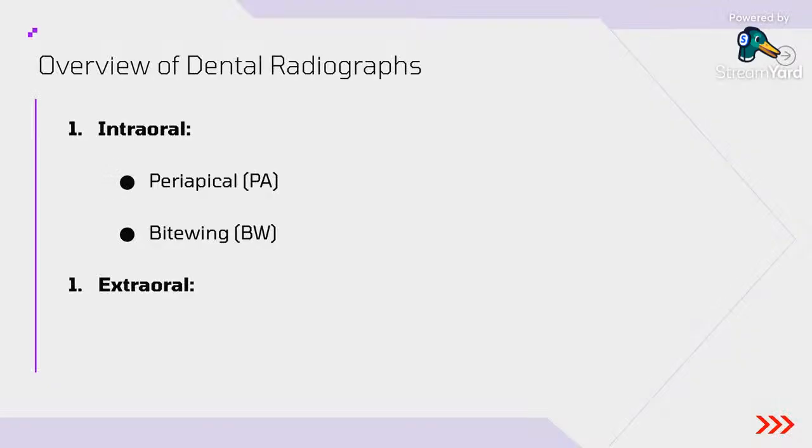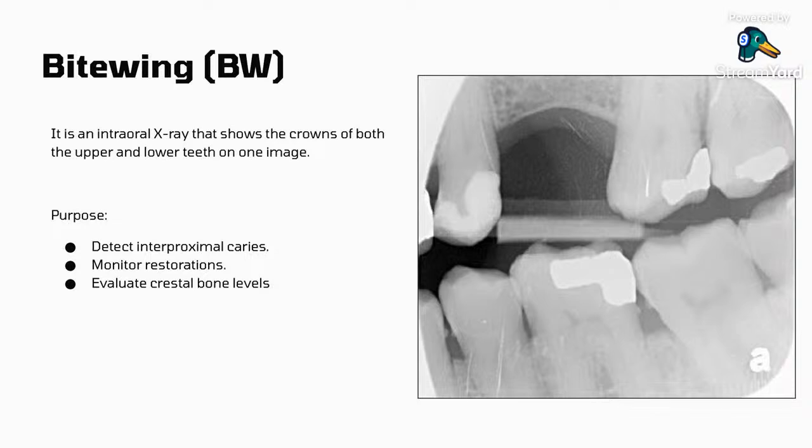Then we have the second X-ray, which is the bitewing. Bitewing is an intraoral X-ray that shows the crowns of both the upper and the lower teeth in one image. Typically, we take this from premolars to molars. The purpose of this radiograph is to detect especially early-stage cavities, interproximal caries. Then it is to monitor restorations, for example, marginal integrity or overhangs. Then we evaluate the crestal bone levels, for periodontal health specifically.